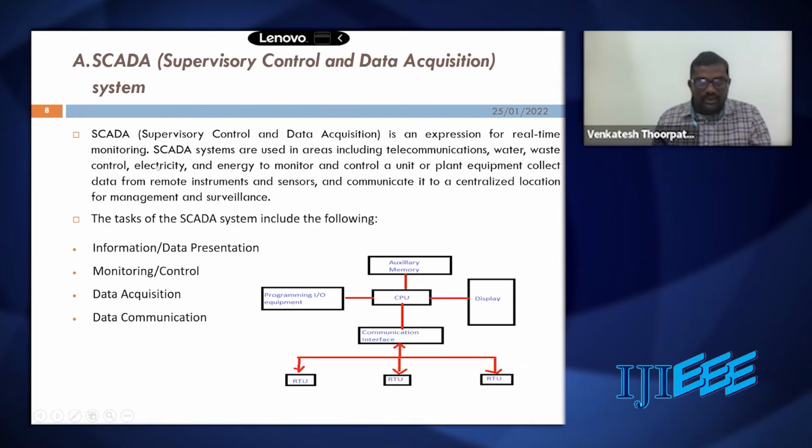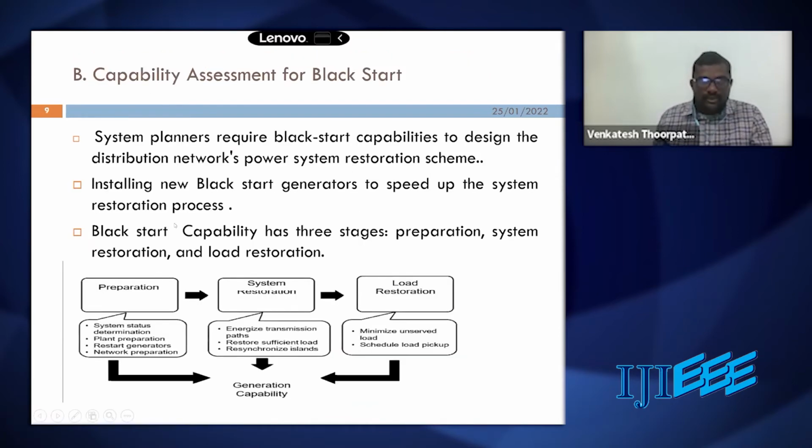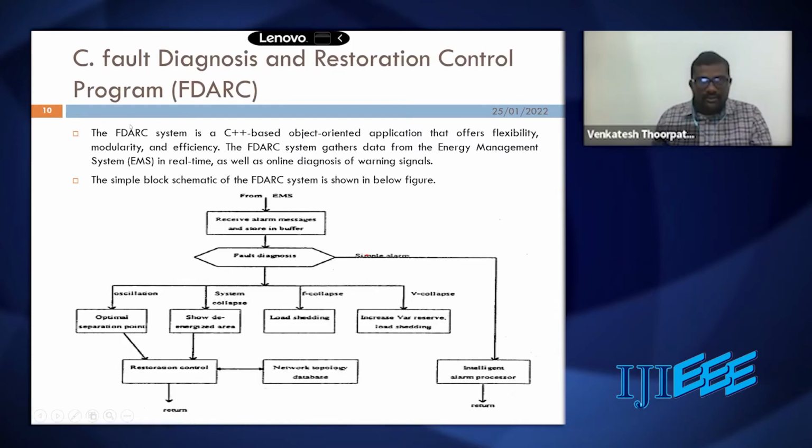Here we have given how SCADA works, and its functions are given in this slide. The functions of SCADA are monitoring, data acquisition and data communication. Then there is capability assessment, which has three stages in planning: preparation, system restoration and load restoration. Another technique is based on computer methods, C++ and Java oriented programs, where you have to write an algorithm to restore the system in a proper way.